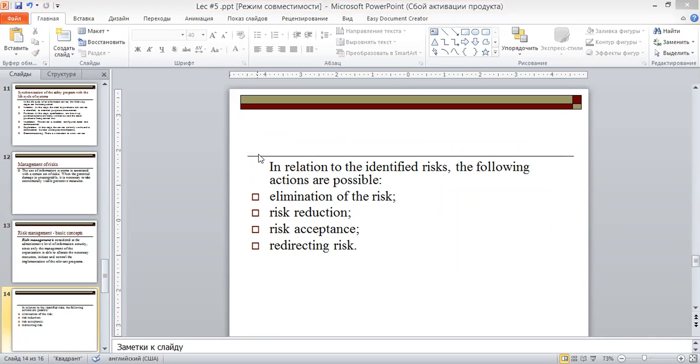Next, in relation to the identified risks, the following actions are possible. Elimination of the risk, for example, by eliminating the cause, or risk reduction, for example, through the use of additional protective equipment, risk acceptance, for example, development of an action plan in appropriate conditions, redirecting risk, for example, by entering into an insurance agreement.